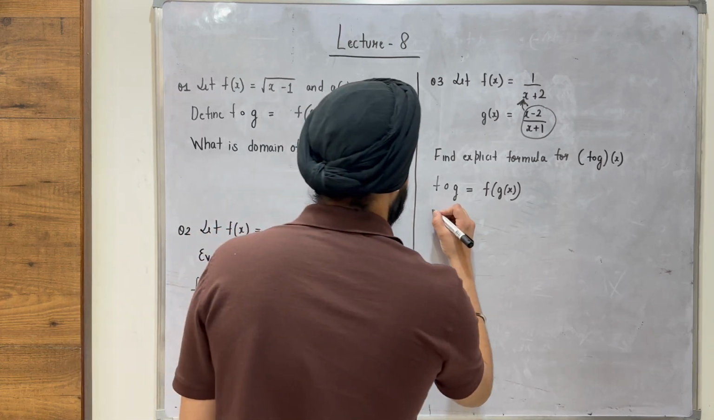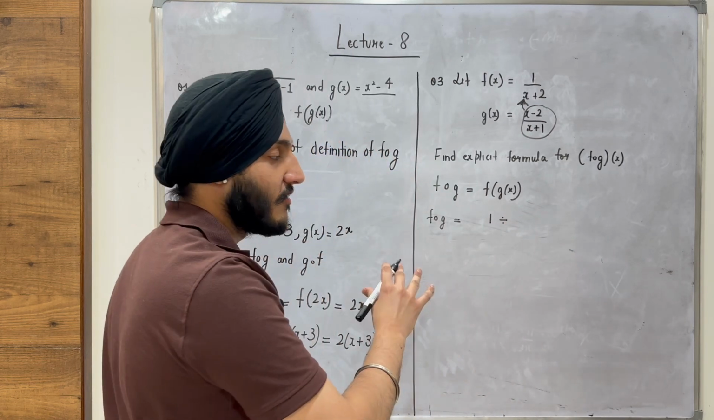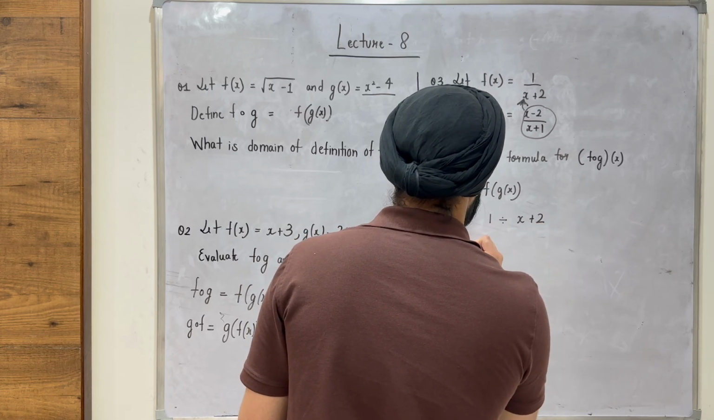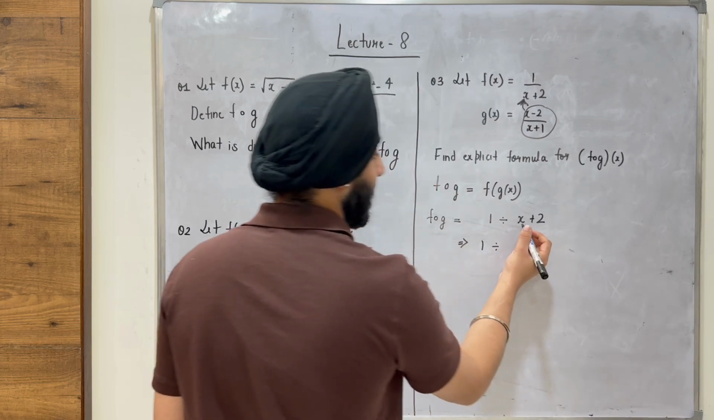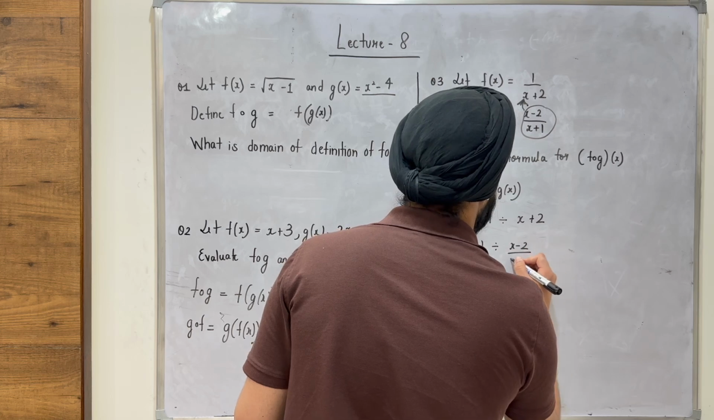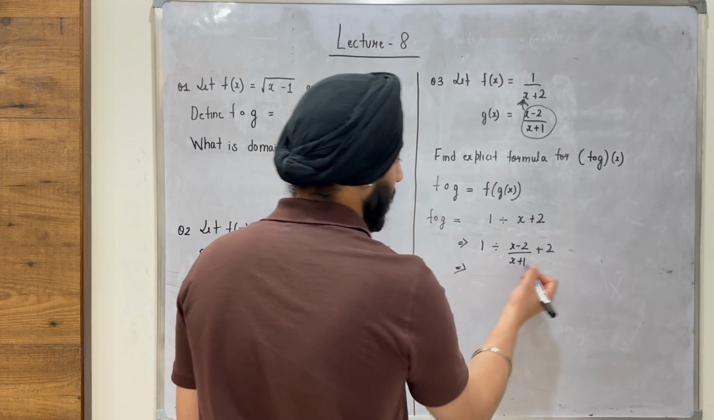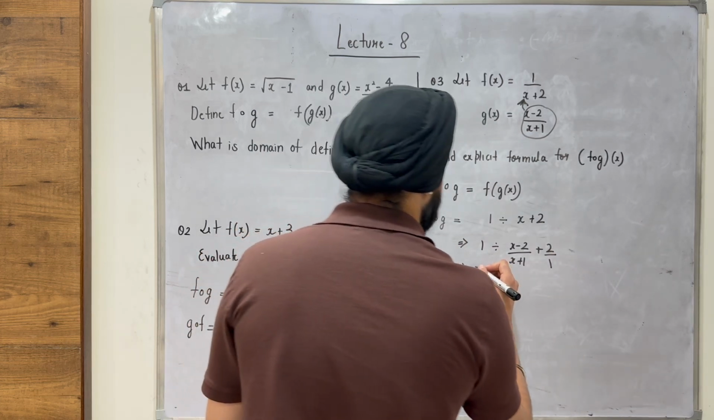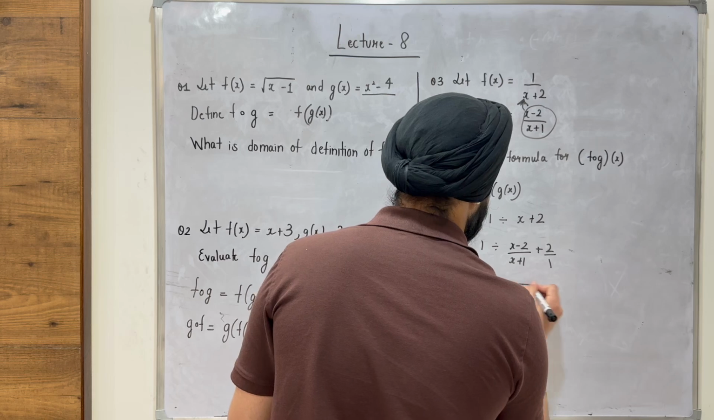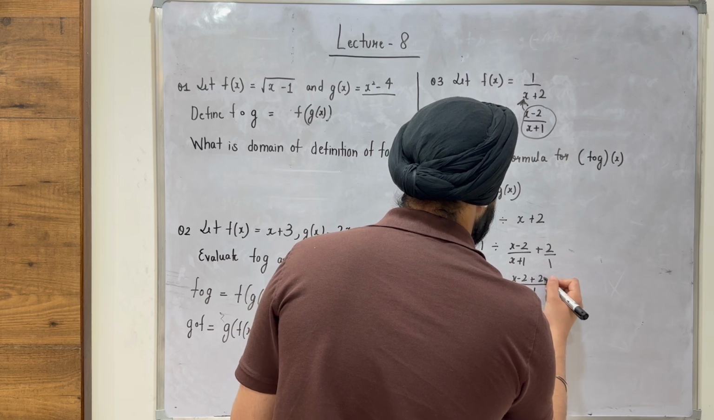So what I get is f of g equal to 1. I'm going to write this divide sign over here. It just makes things a lot more clear. So 1 divided by x plus 2 gives me 1 divided by, now I'm replacing this x with this value over here. So I get x minus 2 divided by x plus 1, plus 2. Now I'm going to take the common denominator, which gives me 1 divided by x plus 1. So this gives me x minus 2 plus 2x plus 2.